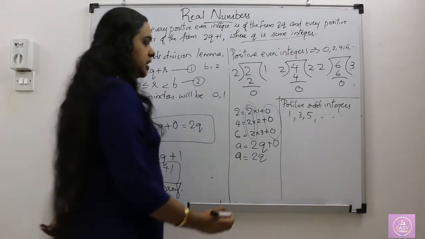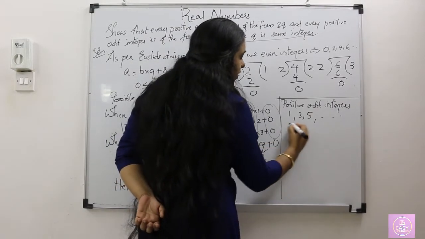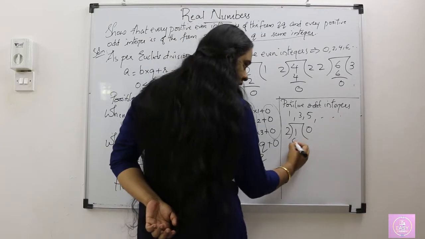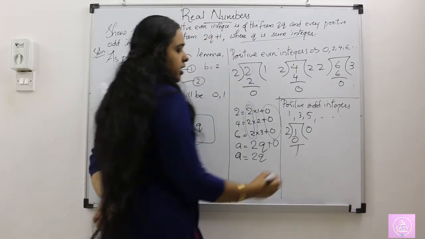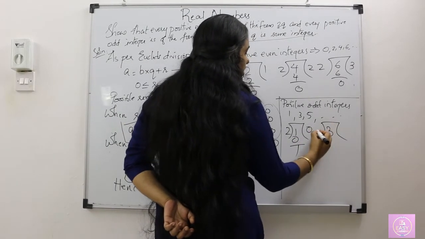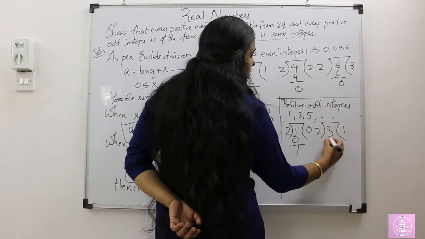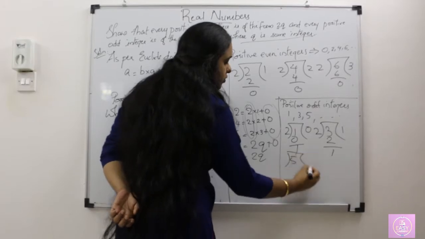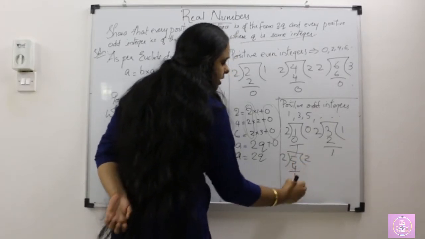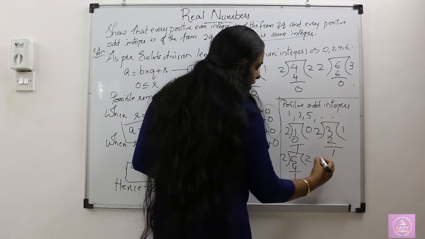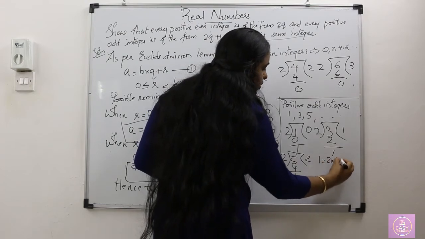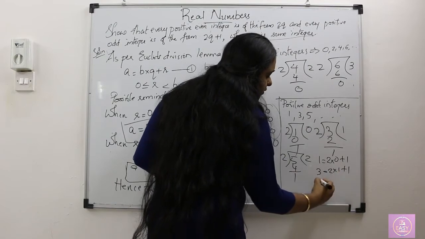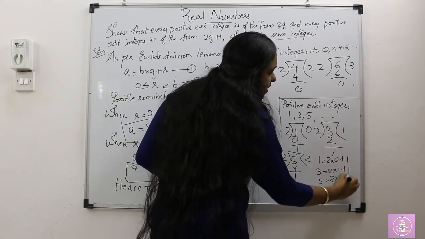Okay, positive odd integers 1, 3, 5. I am going to divide 1 by 2, then the quotient is 0, remainder 1. Then again 3 by 2, quotient 1, remainder 1. 5 also by 2, 2 times 2 is 4, remainder 1. In this we can write 1 equals 2 into 0 plus 1, 3 equals 2 into 1 plus 1, 5 equals 2 into 2 plus 1.